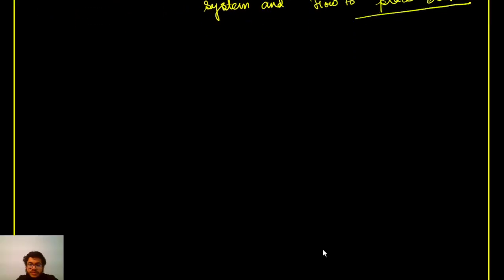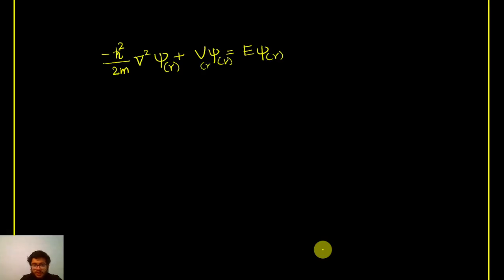So what I'm going to consider is the Schrodinger equation. Okay, this is the Schrodinger equation, let's say psi of r, V of r, equals E psi of r. This is the Schrodinger equation for a single particle.